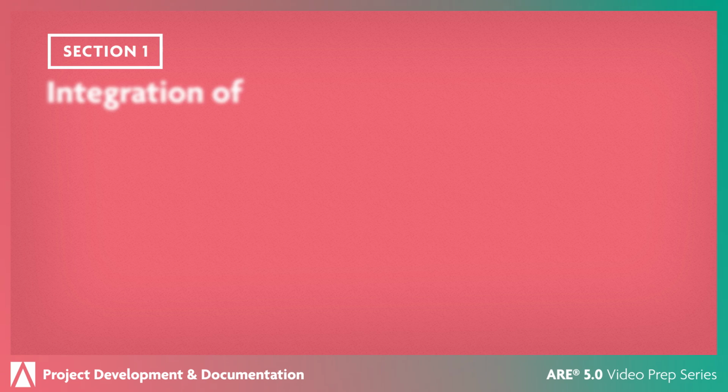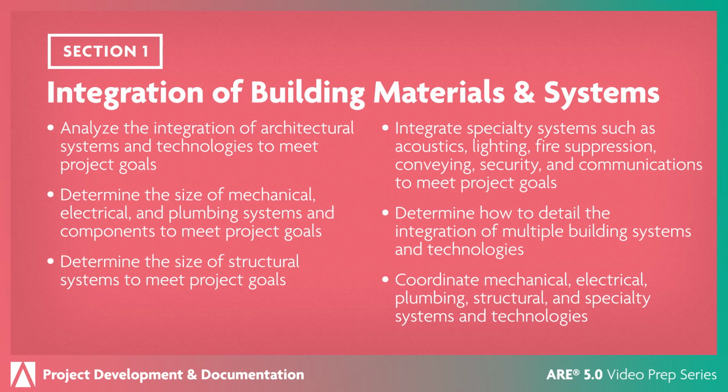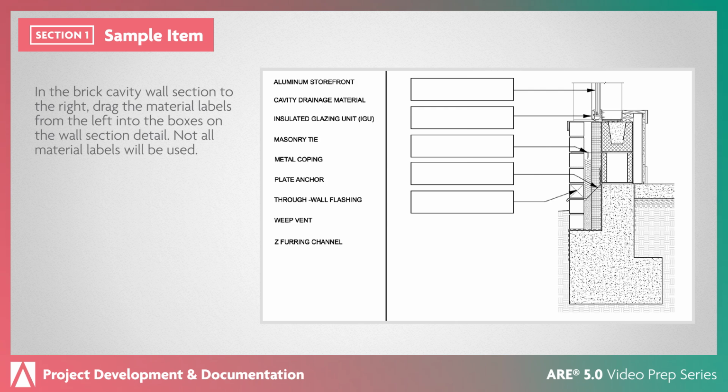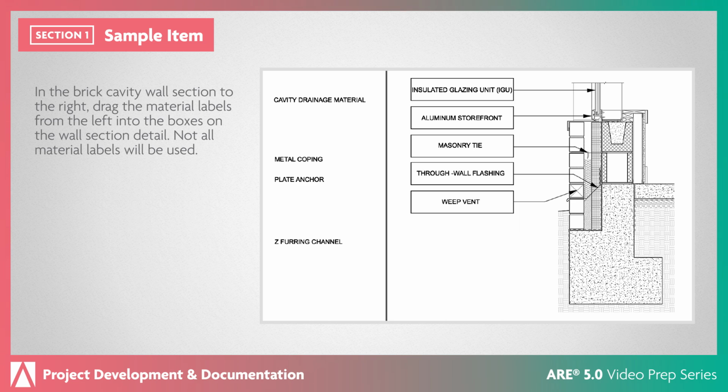In the Integration of Building Materials and Systems section, which is one of the largest project development and documentation sections, you'll focus on resolving and detailing architectural systems and assemblies, building materials, and engineering systems. Let's look at a sample question. In the brick cavity wall section, drag the material labels from the left into the boxes on the wall section detail. Not all material labels will be used. Here is the correct response.